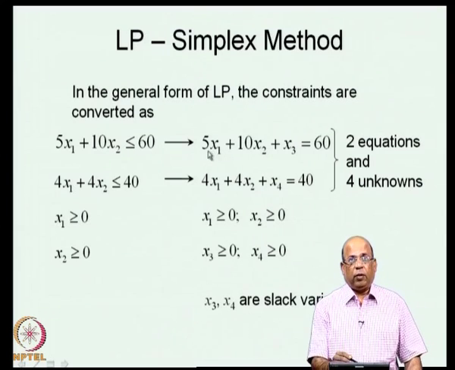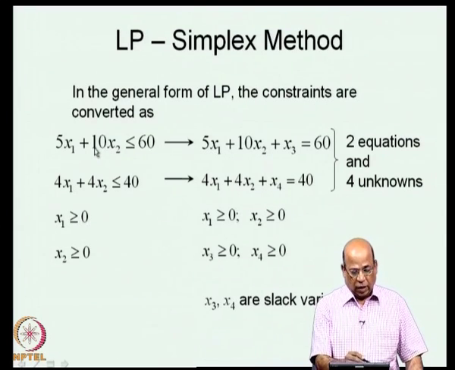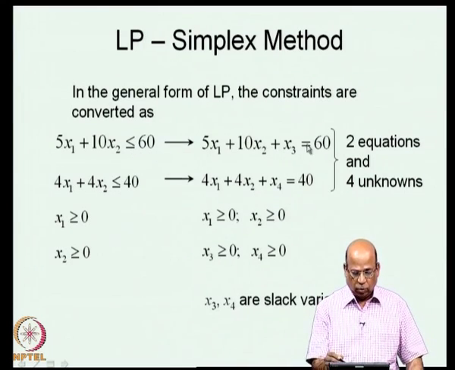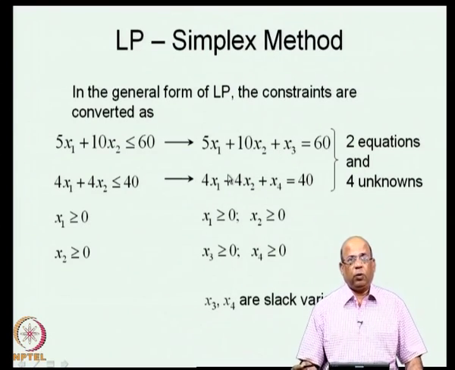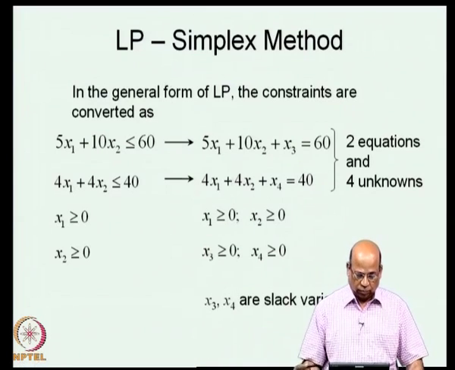So, look at what we have done now. We had original 2 constraints and 2 variables, and they were less than or equal to type of constraints. Now, we have converted them into equality constraints. So, you have 2 equations now, but we have 4 unknowns: x 1, x 2, x 3 and x 4. These are the 4 unknowns.